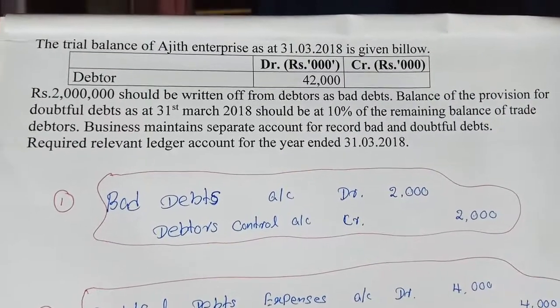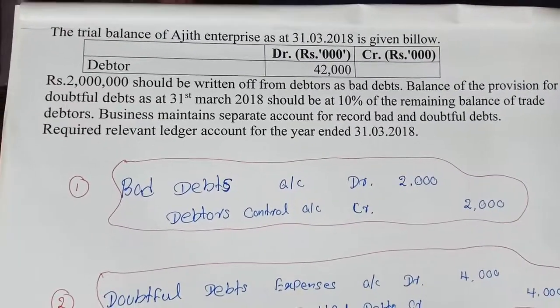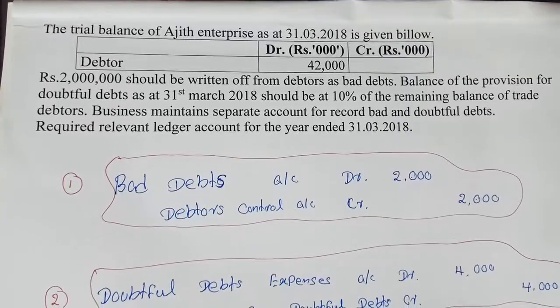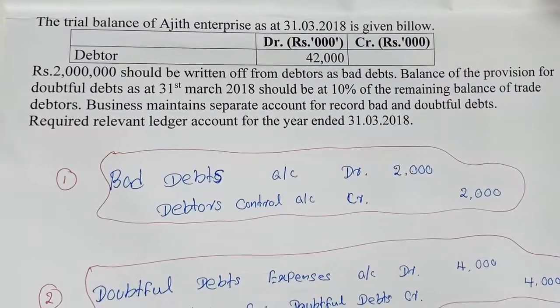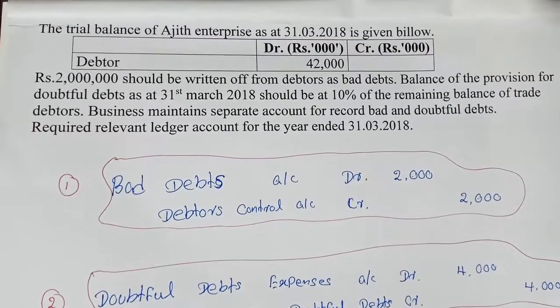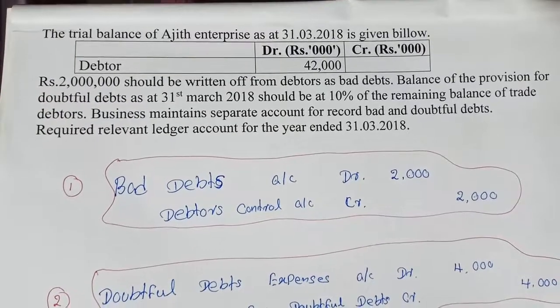Now I am going to discuss how to adjust bad debts and doubtful debts adjustments. Those two adjustments are relevant for debtors. Debtors are created because of credit sales.